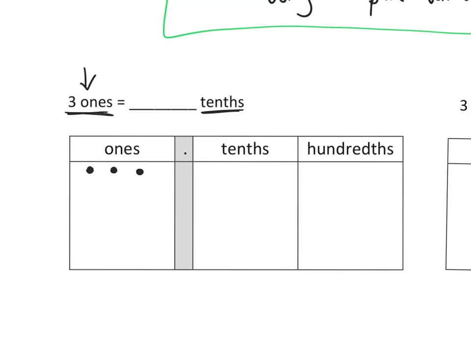And then when I think about the ones in terms of tenths, I know that 1 whole is equal to 10 tenths. So each of these dots right here, I can unpack into 10 tenths. So there's the first one.